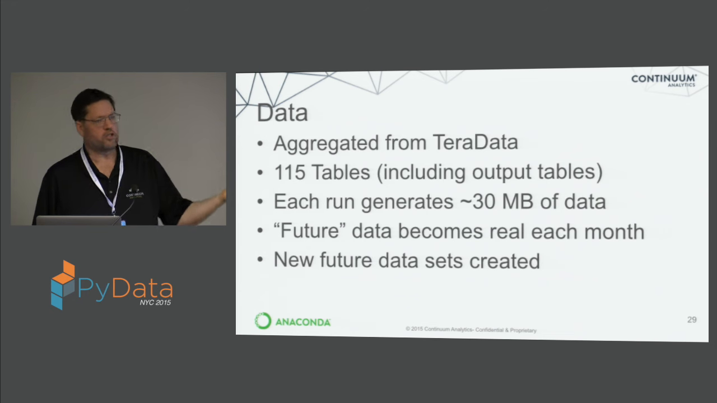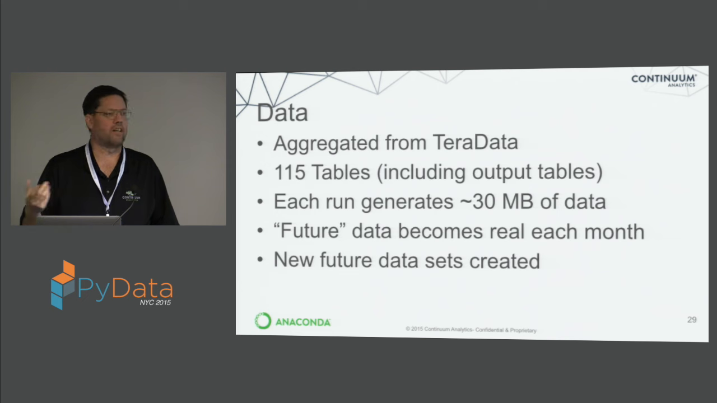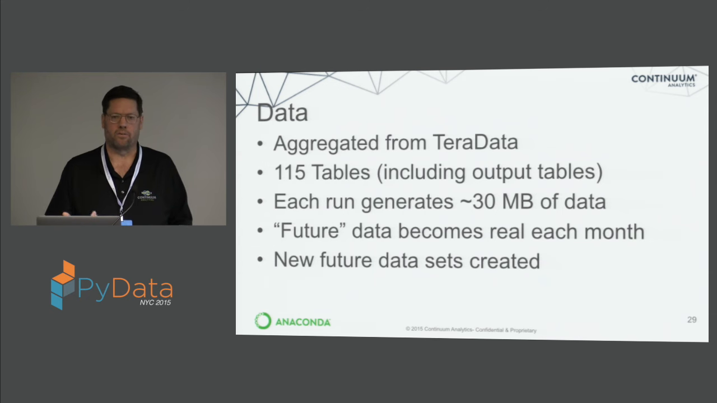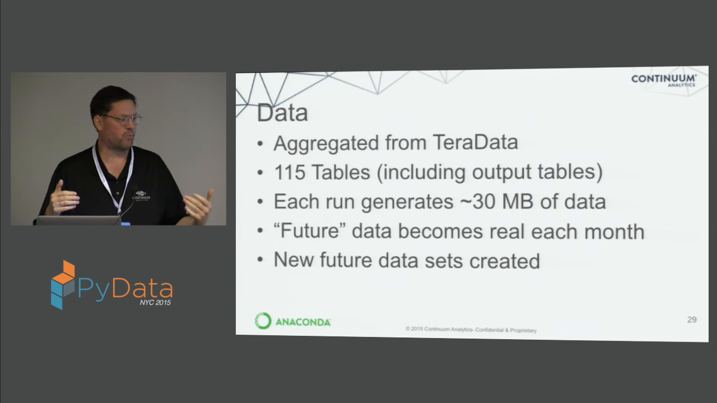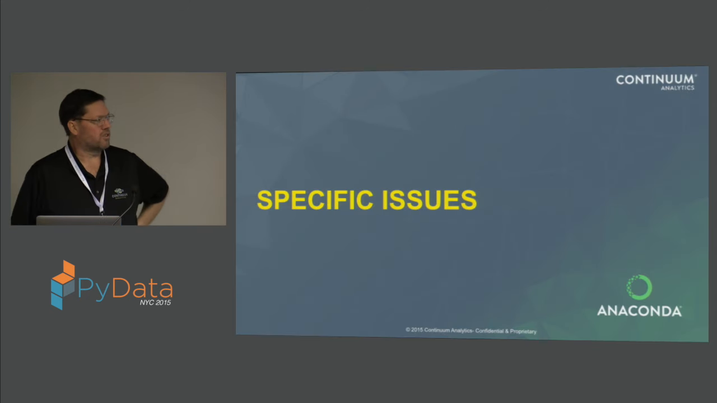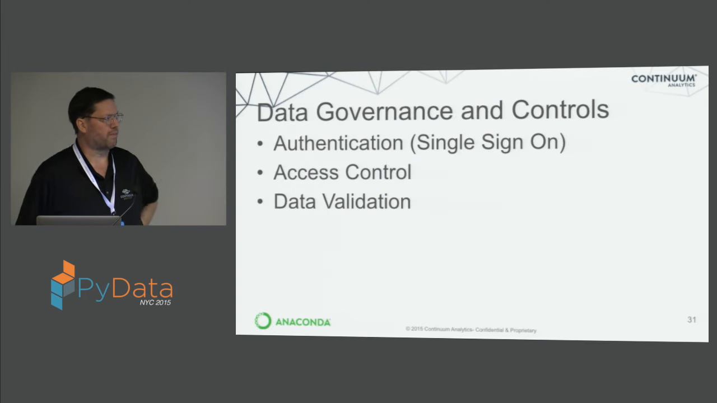Now each month, the future data, the data they had forecasted, would become real the next month. They'd say, okay, this is now real. So they had to be able to update that. Plus, what if they wanted to create a new scenario? Let's suppose that this variable does this instead, or let's suppose that this one does that. So they wanted to be able to create new future data sets as well, new scenarios. Okay, so some specific issues that Django was solving.